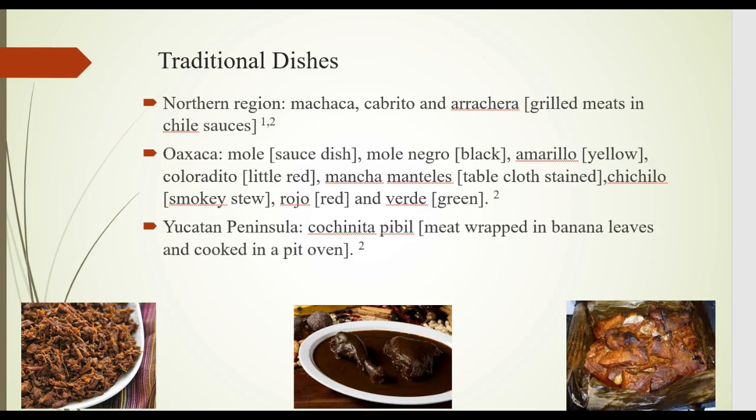In the Yucatan Peninsula, they are very well known for a traditional dish called cochinita pibil, and this is meat that's wrapped in banana leaves, and then it's cooked in a pit oven. And again, with this dish, you can choose the meat that you want. On the bottom right-hand portion of the slide, that is what cochinita pibil looks like.